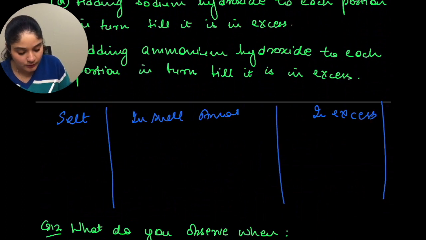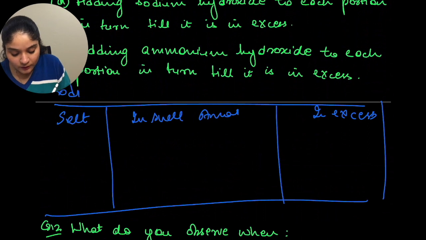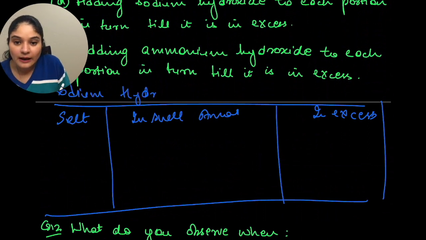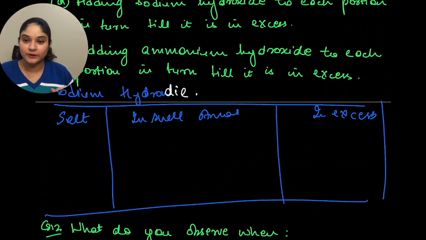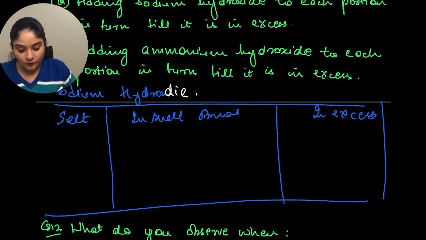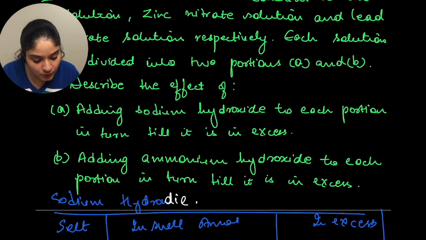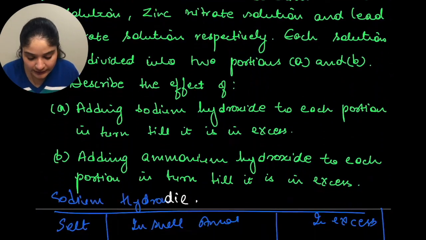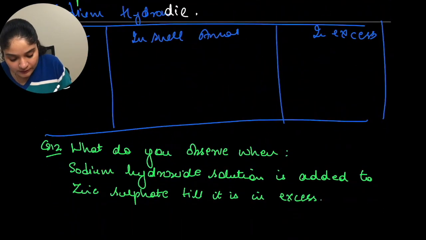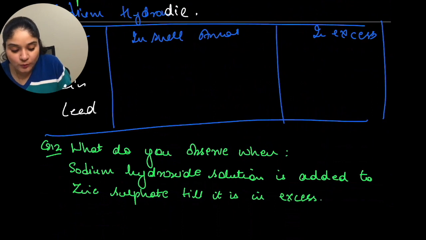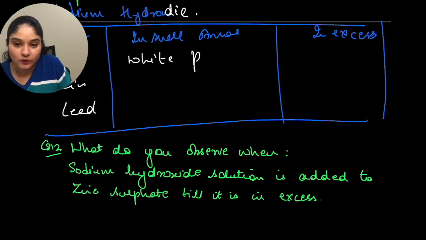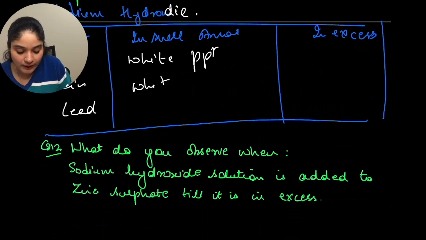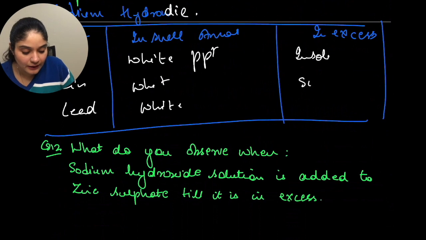So right now I am doing this for sodium hydroxide. So you will make 2 charts, sodium hydroxide, and the other one will be, let me use a different color. So I'm using sodium hydroxide right now, and then you'll make a different chart for ammonium hydroxide. So for the first one you have calcium, zinc and lead. In small quantities, of course, all 3 of them will give you white PPT. So all 3 you will write white PPT. And then calcium is insoluble and the other 2 are soluble.